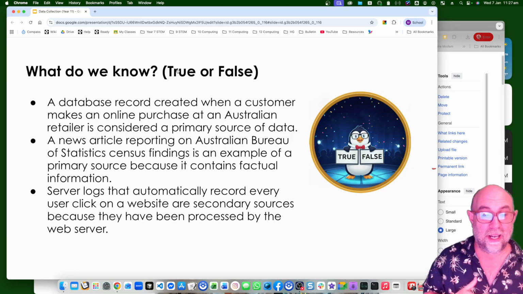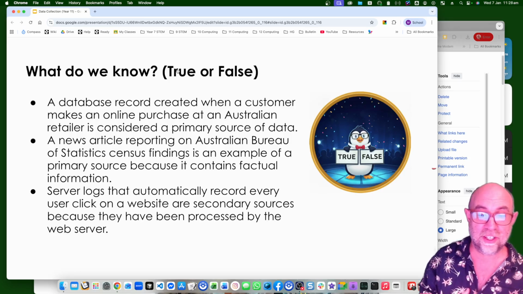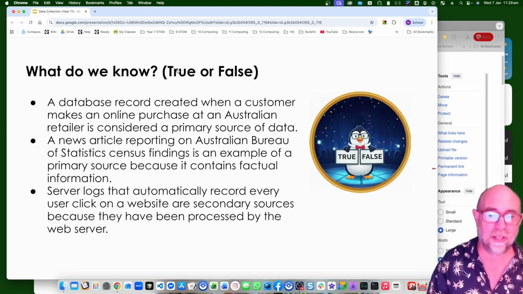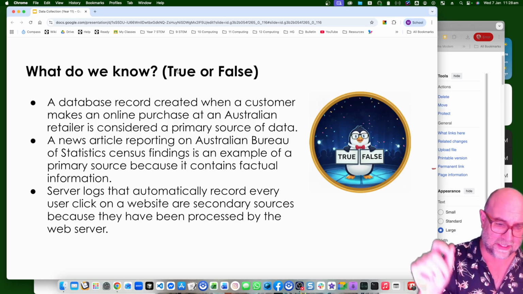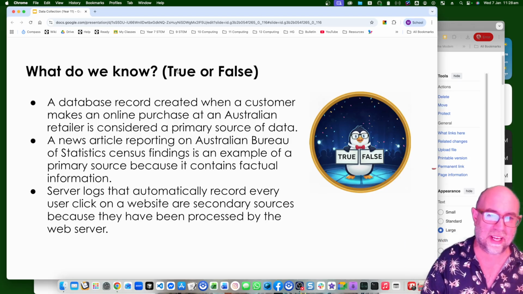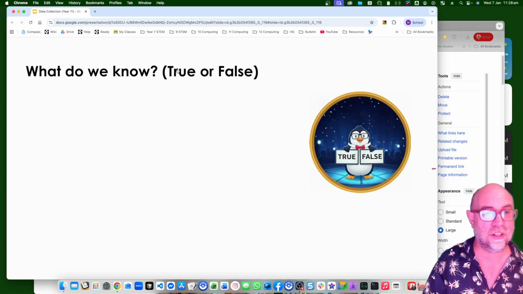Server logs that automatically record every user click on a website are secondary sources because they've been processed by the web server. No, they're primary sources. They're the, they clicked on this pixel at this time. It doesn't get any more specific than that. There's been no interpretation and so forth. It's just been recorded. The recording doesn't change it.